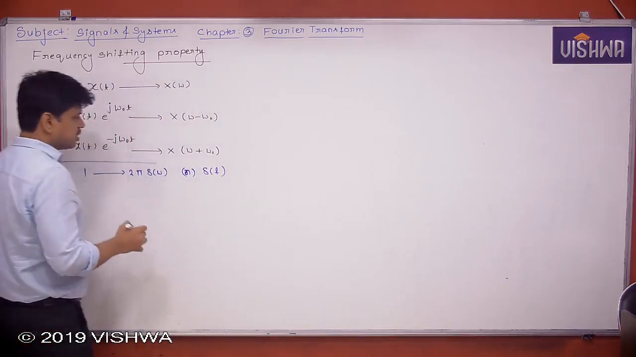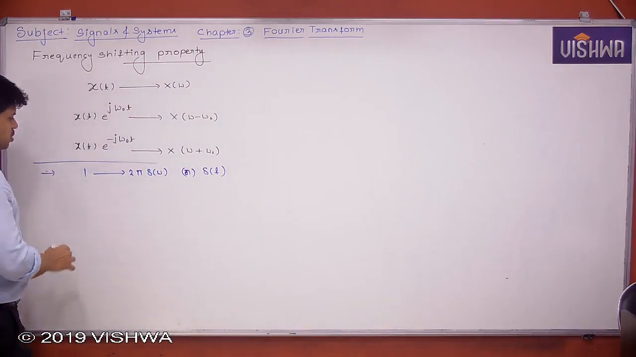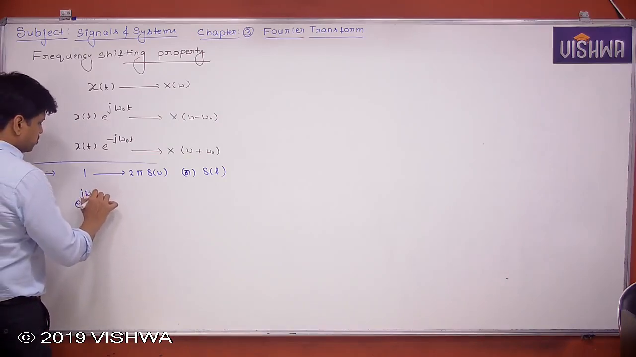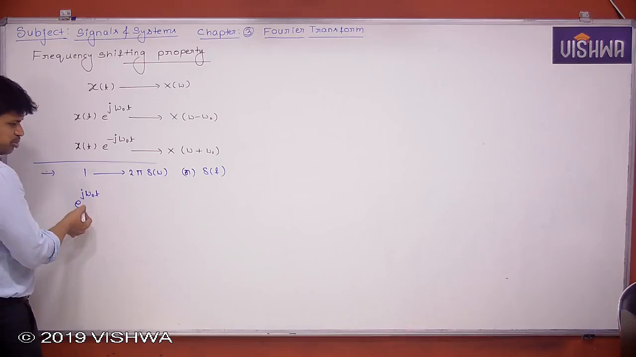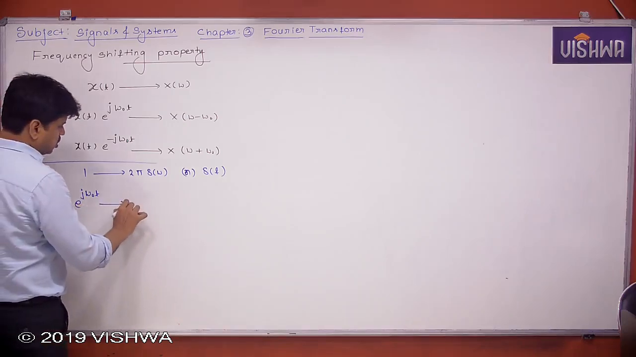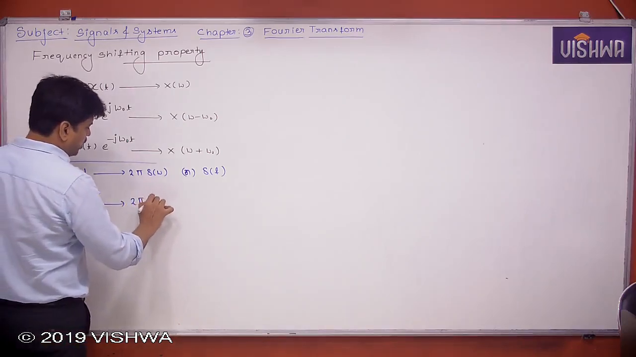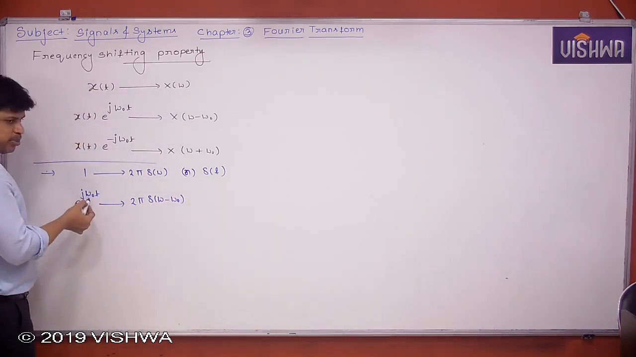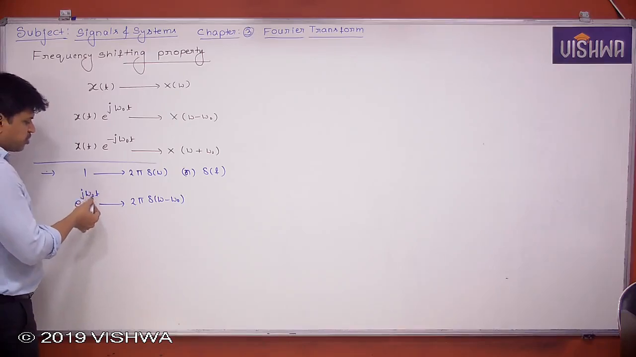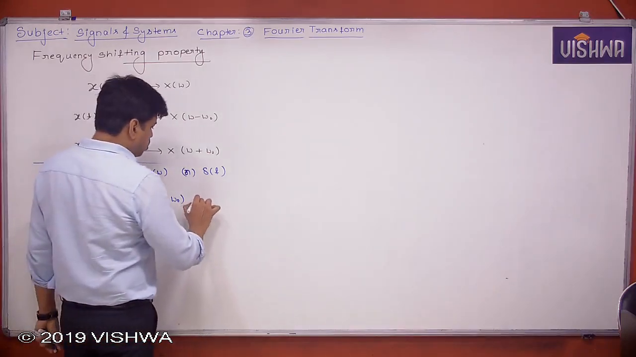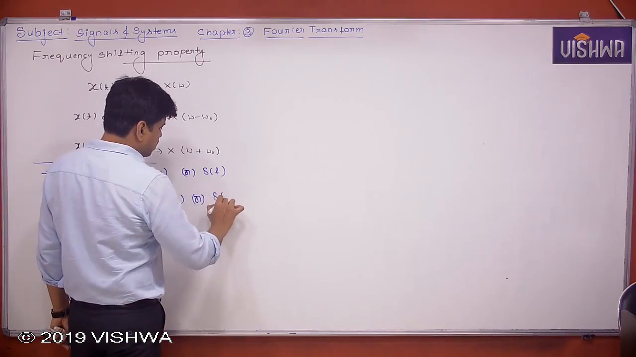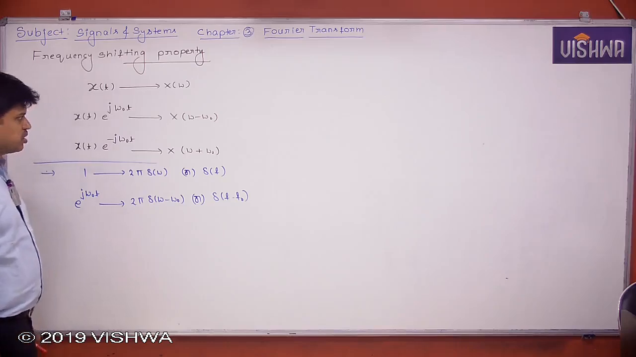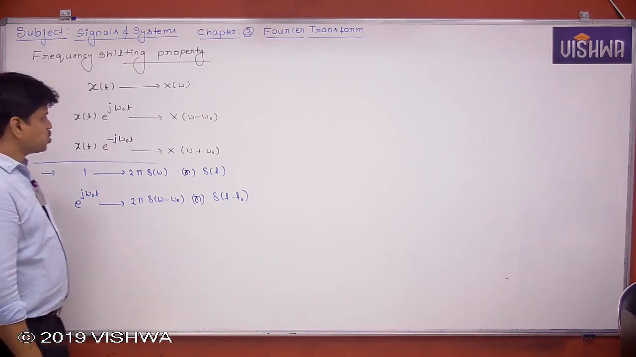Now, if I multiply 1 with e power j omega naught t, that is going to be e power j omega naught t. So this is going to be 2 pi delta omega minus omega naught. We can write this e power j omega naught t as e power j 2 pi f naught t, or we can write delta f minus f naught. Okay, so I hope you understood what I am trying to say.